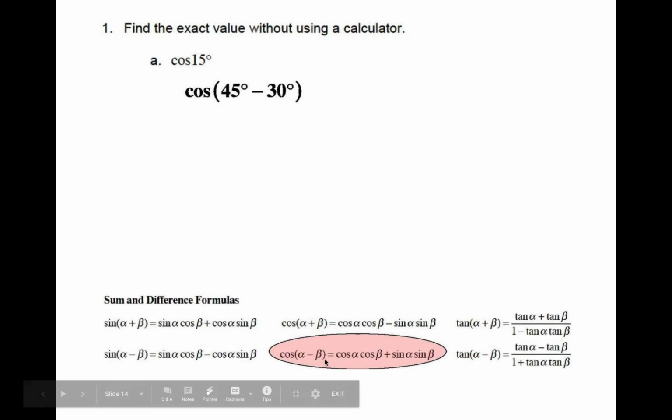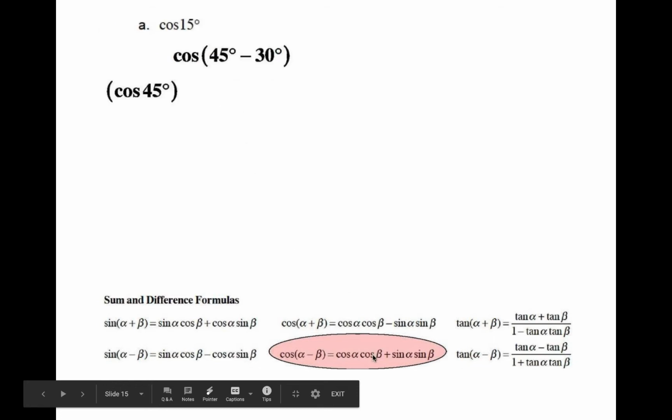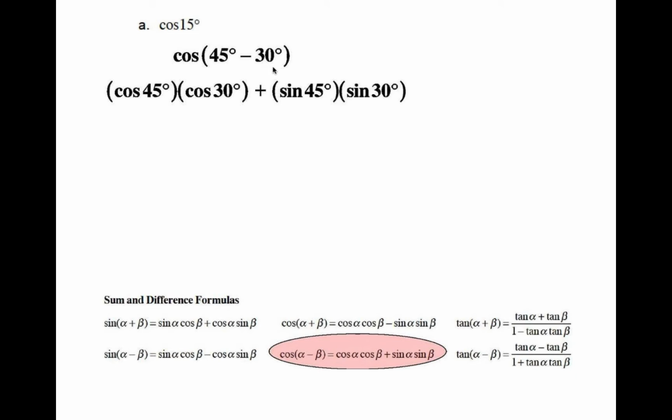So now we're going to do substitution. You have to show this step. So you're going to do the cosine of the first angle, which is 45 degrees. And then you have cosine of the second angle. It's not negative 30 degrees, it's just 30 degrees, okay? Then notice the formula says plus. Then we're going to do the sine of the first angle, 45 degrees, sine of the second angle, which is, again, 30 degrees, not negative 30, okay?